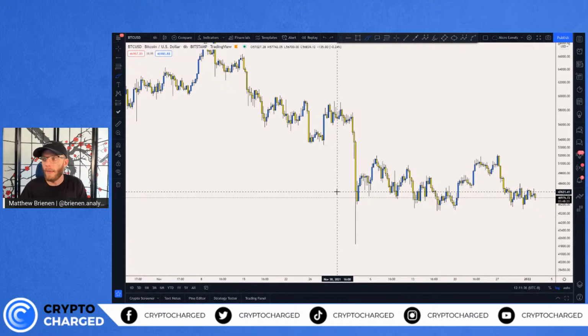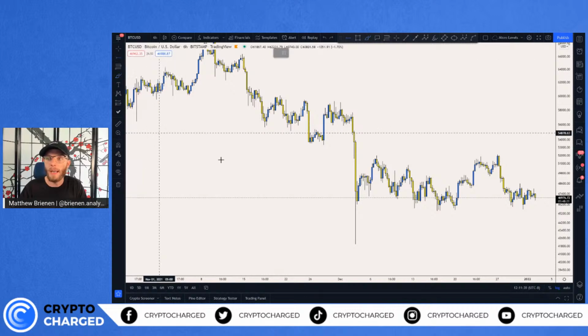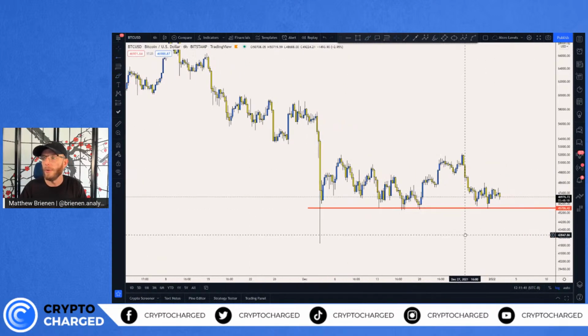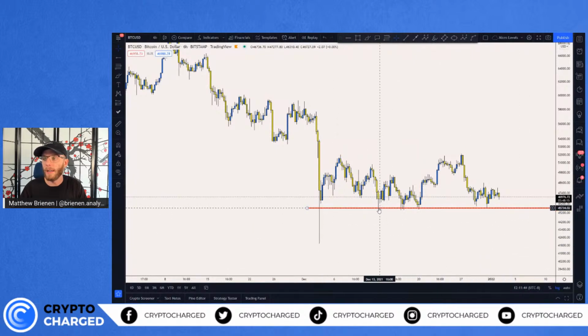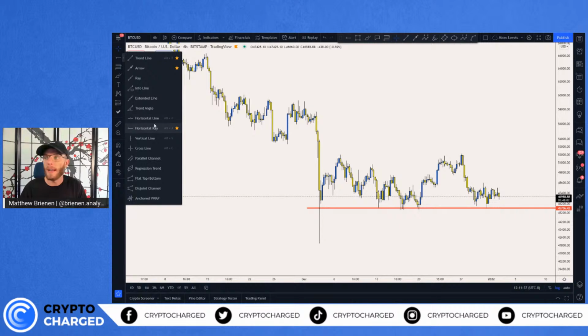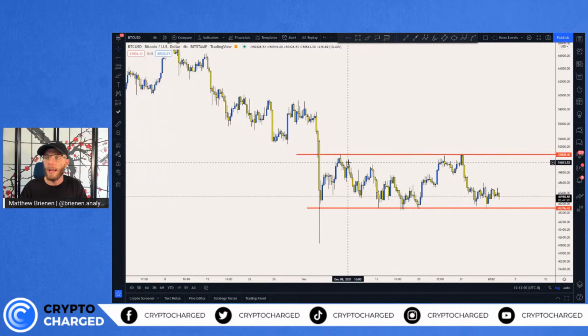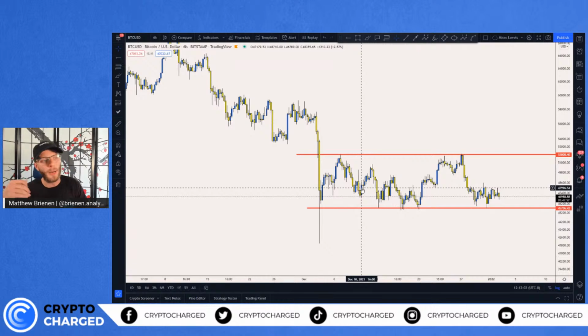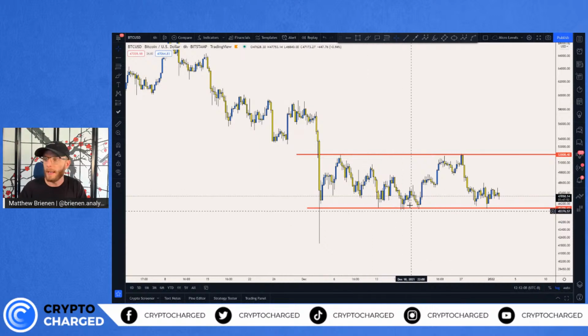So a support level is where a lot of buyers are stepping in, and there's not enough bearish pressure to pull price lower. So we can see in this area here at $45,700, there's a lot of support. There's not a lot of sellers here. There's not a lot of strength to be able to pull price lower. And resistance is when price has a difficult time breaking above an area. Imagine you're jumping up and down on a trampoline. You're trying to break through, but you keep hitting your head. That's resistance. And support is when you're jumping on the trampoline and you're not falling through the bottom, and you're able to maintain that level.